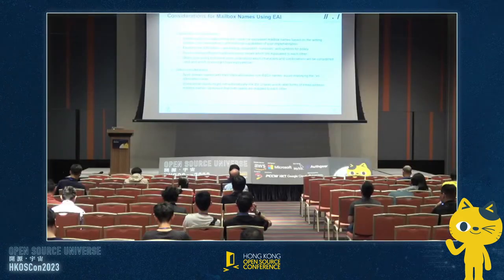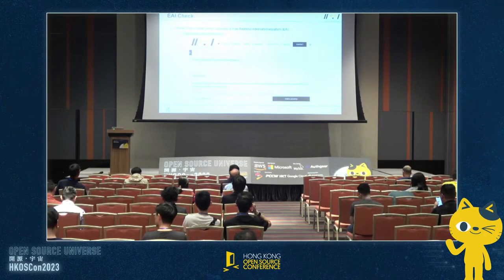Some software doesn't do any normalization of mailbox names at all, which is a good idea in my opinion. Using mailbox names that don't require normalization is probably good for bug compatibility. Being open source people, you knew all of these things. Don't make confusable names.